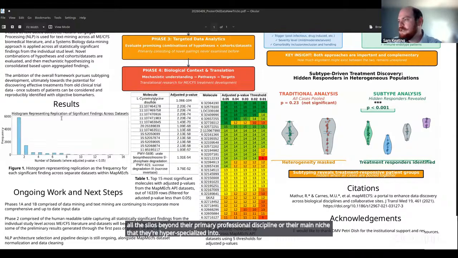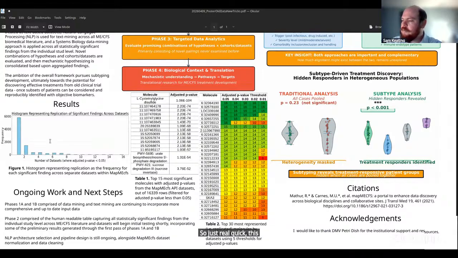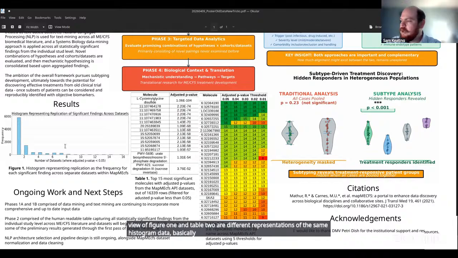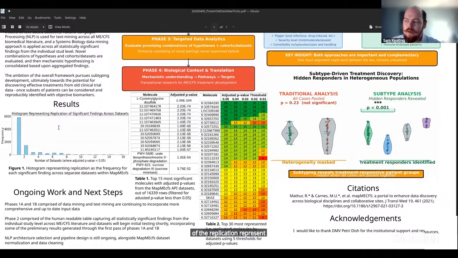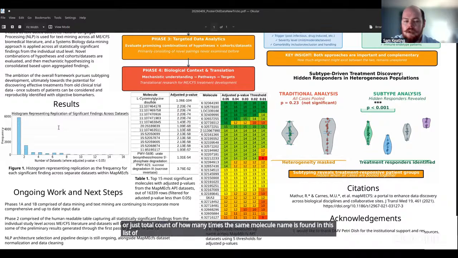So just real quick, the view of figure 1 and table 2 are different representations of the same histogram data, basically. An actual histogram plot in figure 1 of the replication representation. So the ratio, or just total count, of how many times the same molecule name is found in this list of 16,000 rows that pass the filter for statistically significant p-value less than 0.05.